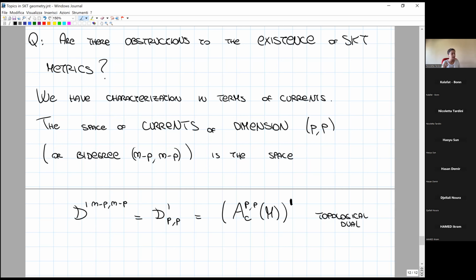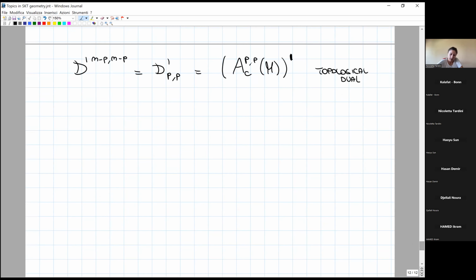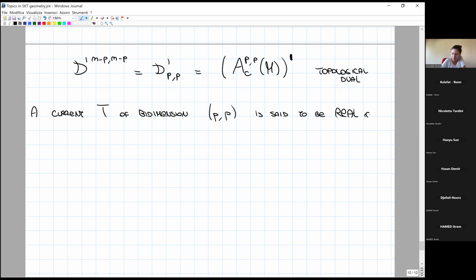Okay, and a current T of bidimension (p,p) is said to be real if it's a topological dual, so a current T acts on forms, and so T of phi is equal to T of phi bar for every (p,p)-form phi with compact support.